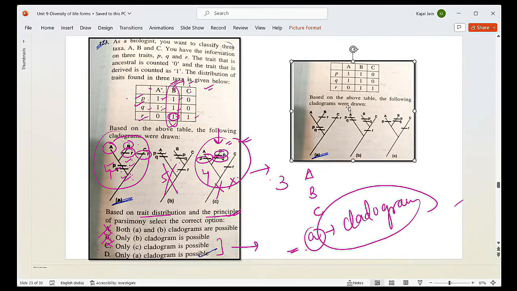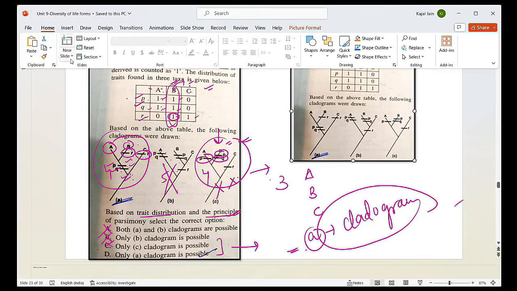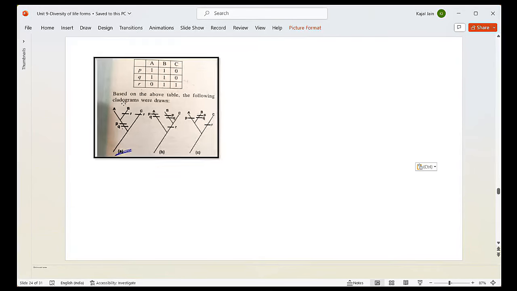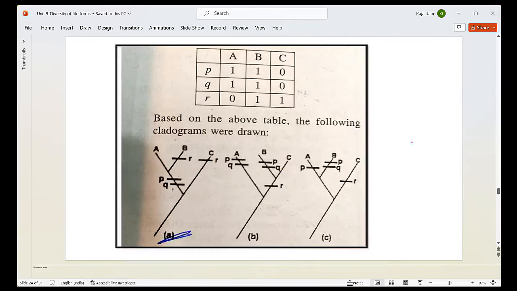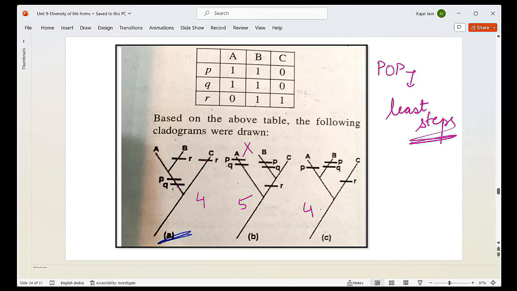Let me take this segment on the next one so that I can enlarge it. Okay. See over here. First, calculate the number of steps in all of them. Over here, you have 4. 1, 2, 3, and 4. Over here you have 5. Over here you have 4. Okay. First thing. Yes, I am repeating it again. This cladogram gets eliminated in the first go because principle of parsimony says least number of steps. First thing. So B gets eliminated.